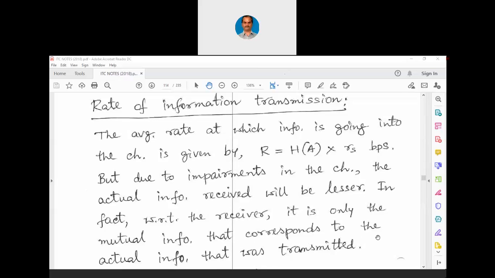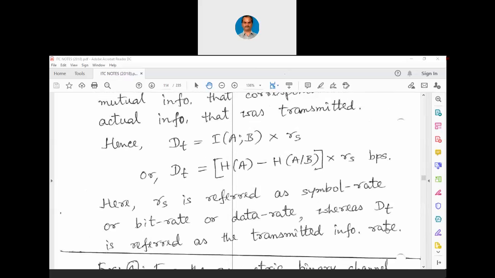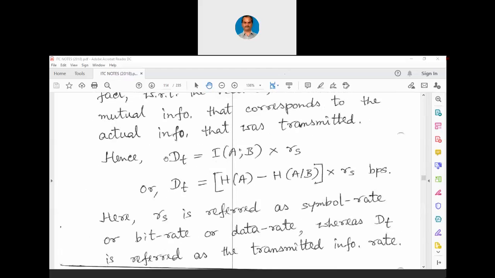We are already familiar with this concept. So now, dt equals I of A semicolon B into Rs. We will have to redefine the data rate of transmission as the mutual information into Rs, because as far as the destination is concerned, it is only the mutual information that contains the source information into the symbol rate, or dt equals h of A minus h of A slash B into Rs bits per second.